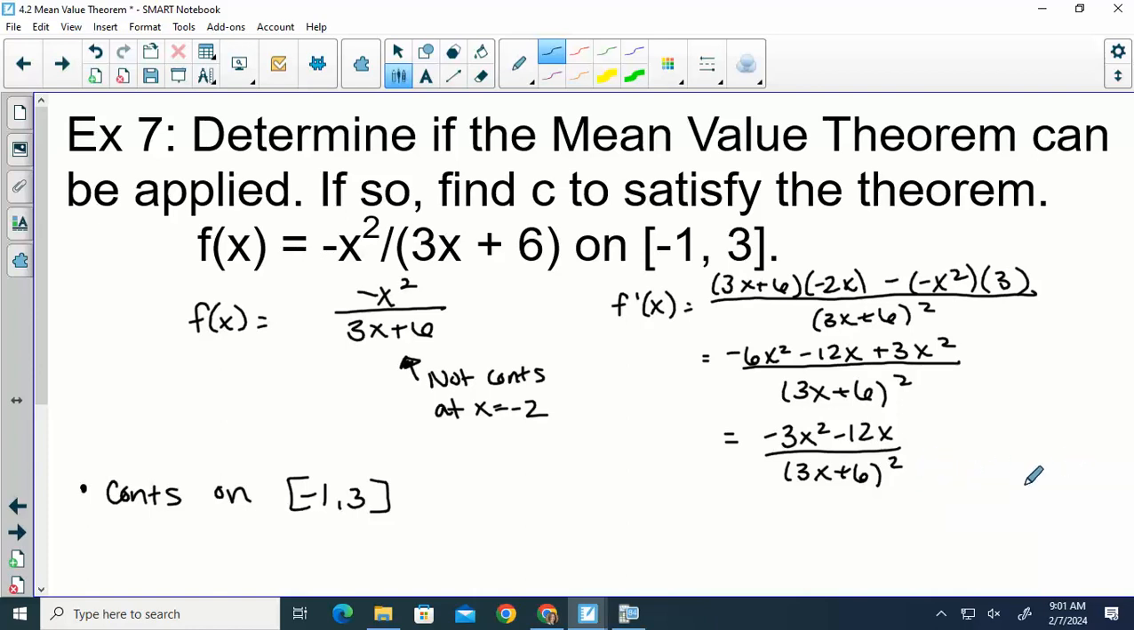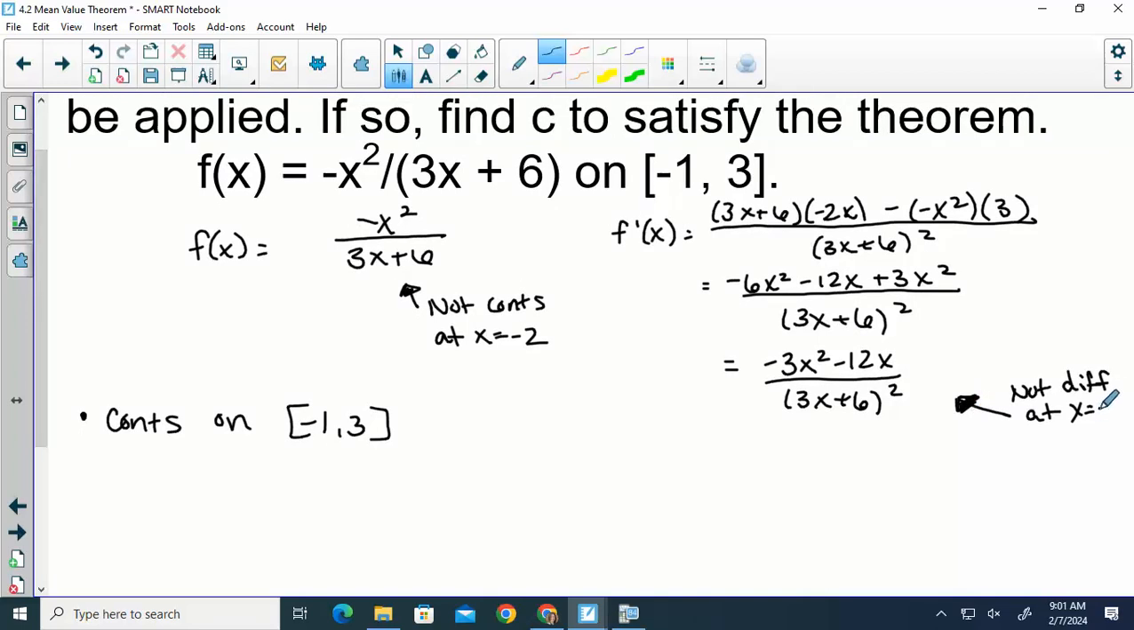All we're really worried about is where is this not differentiable? Where does this derivative not exist? What makes the derivative undefined? -2, when the bottom is 0, and that's the same. So since that's not in my interval, it is differentiable on my open interval. Otherwise, we would just stop and say we can't use Rolle's theorem because it is not continuous or differentiable here.